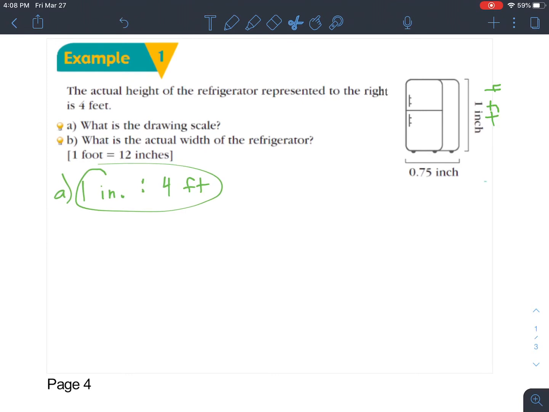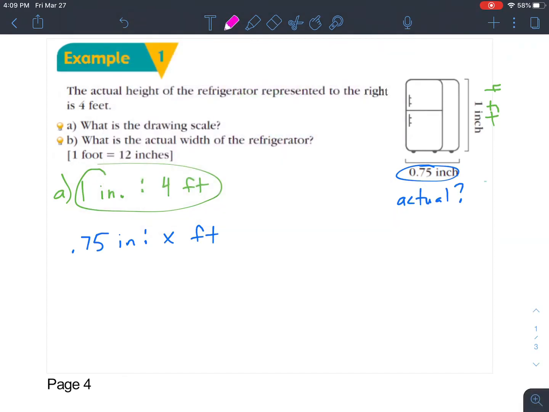Then for part B, it is asking what is the actual width of the refrigerator. We are told that the width of the drawing is 3/4 of an inch. So, like what we did in the prior example with the tree, we should set up another ratio using this, and we don't know the actual, so that can be our unknown x. Therefore, our second ratio will be drawing to actual: 0.75 inches compared to x feet. And then we can set up our proportion.